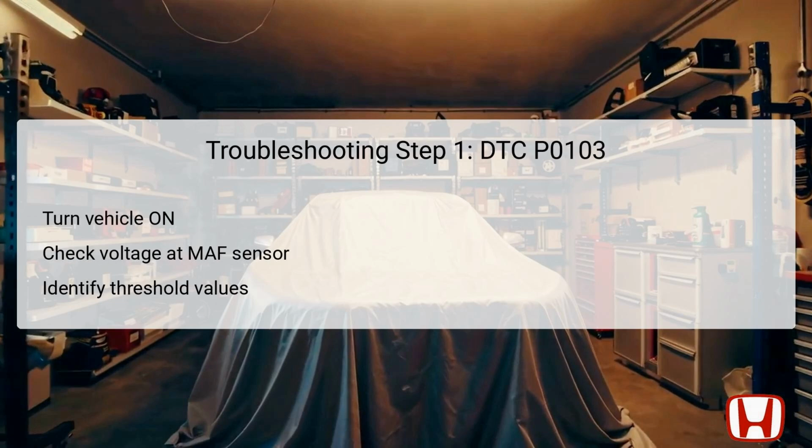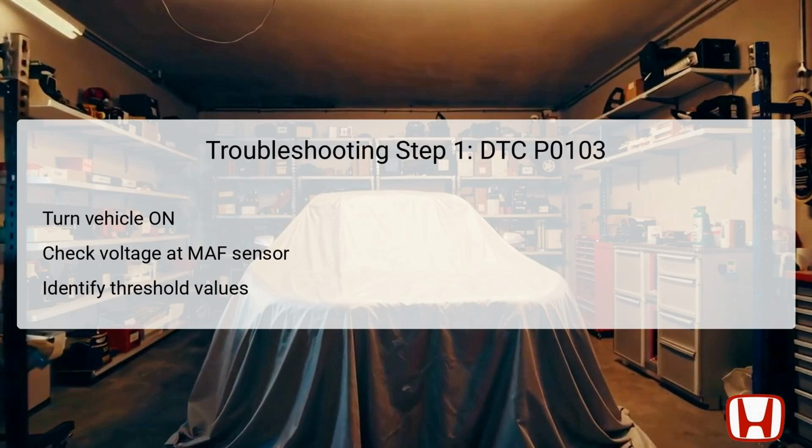To begin troubleshooting DTC P0103, the first step entails verifying the problem by turning the vehicle to the on position and waiting for about 2 seconds. Next, you must use the Honda Diagnostic System, HDS, to check the voltage reading from the MAF sensor. The key parameter to observe is whether the voltage exceeds the threshold value of 4.89 volts. If the MAF sensor does show a voltage above this threshold, it confirms that the failure is duplicated, allowing you to proceed to the next troubleshooting step.